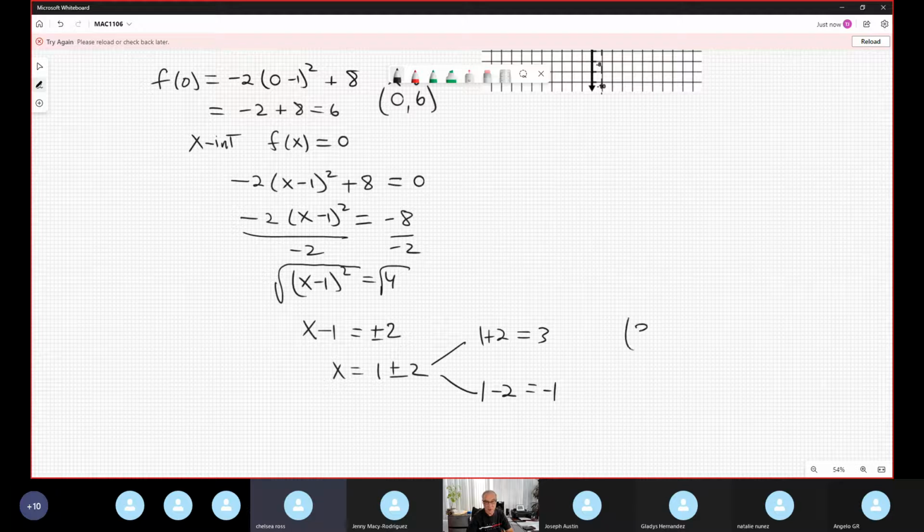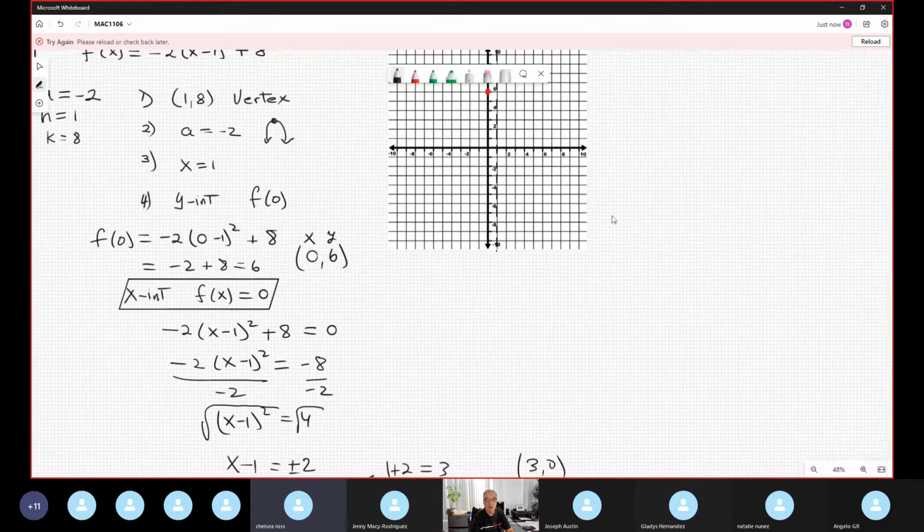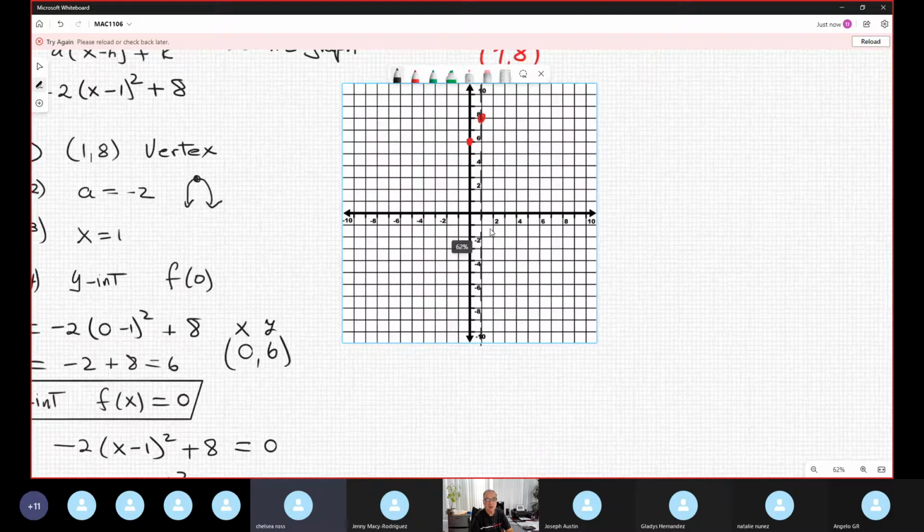Actually, the points would be (3, 0) and (-1, 0). Remember, the condition I enforced at the beginning was y equals 0. Look at that. Y is 0. Therefore, these are the x-intercepts. And you plot them. Okay, it's (3, 0) over there, and (-1, 0) over there. Okay, how many points do we have in total? Well, we have 1, 2, 3, 4.